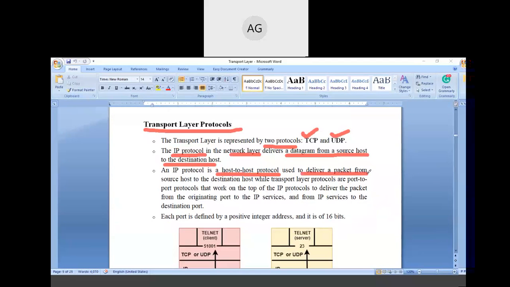It is used to deliver packets from the source host to the destination host, while transport layer protocols are port to port protocols. So this is a very important point of difference between the IP protocol and the transport layer protocol. As the IP protocol is used to deliver packets from host to host, whereas the transport layer protocols are used to deliver the packets between port to port, working on top of the IP protocol to deliver the packets from the originating port to the IP services and from the IP services to the destination port.